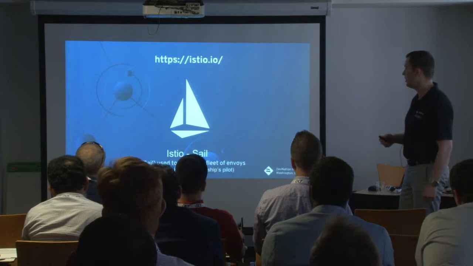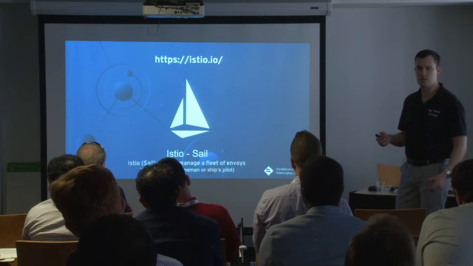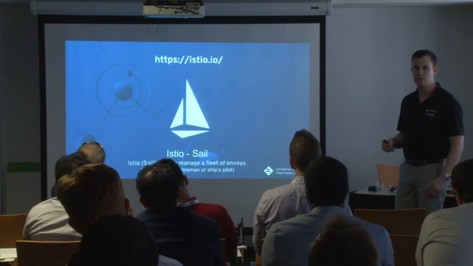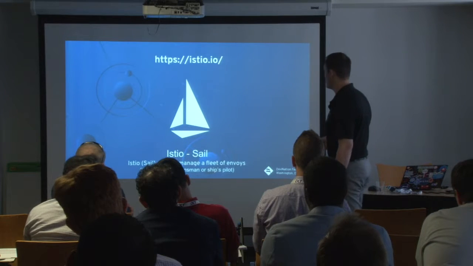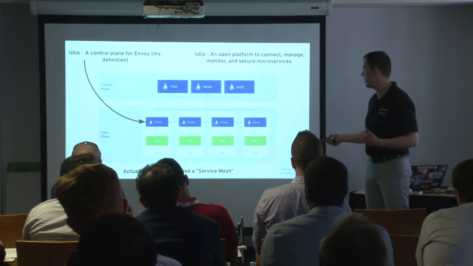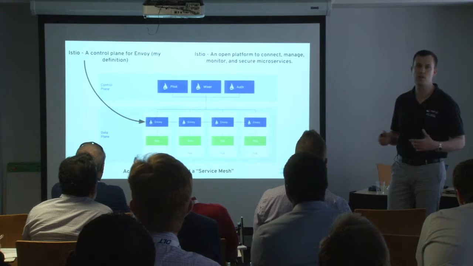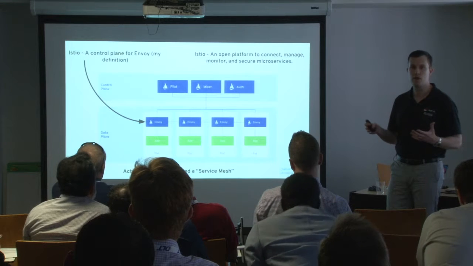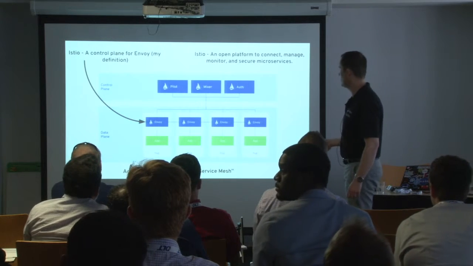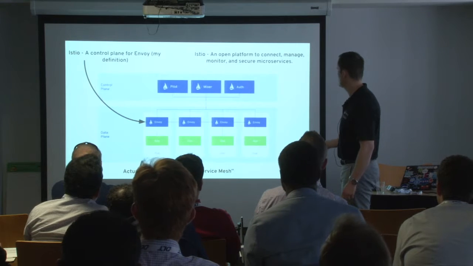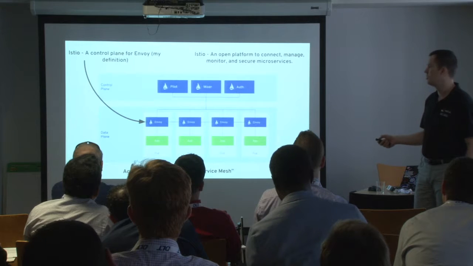I haven't mentioned Istio yet, but everything in Kubernetes comes out of the nomenclature of sailing. So Kubernetes is the helmsman or ship's pilot. Istio is a sail. When I define Istio, I say it's a control plane for managing a bunch of Envoy instances, a bunch of proxies. So it's a way to manage proxies at scale. You'll often hear this referred to as a service mesh, or a platform to manage and monitor your microservices.